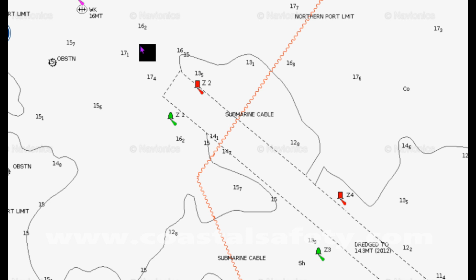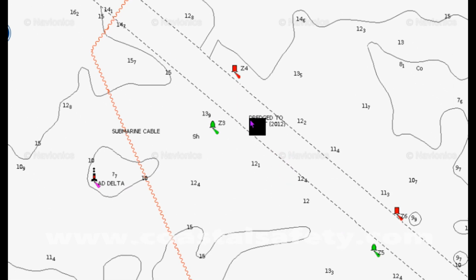So let's carry on with our little approach. So we're going to come here, we're going to keep the port buoys on the port side and the starboard buoys on the starboard side. We work our way down through the channel here, and now we can see that in 2012 this channel was dredged to 14.3 meters. Now this doesn't mean that everywhere is 14.3 meters depth exactly. It just means that everywhere is at least 14.3 meters. But that was in 2012. It's a few years later, so things may have changed.